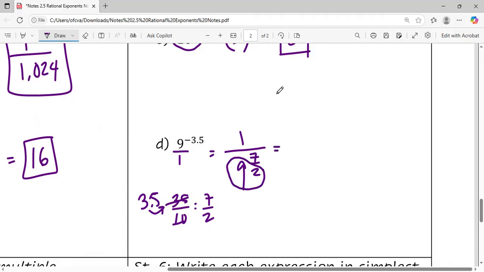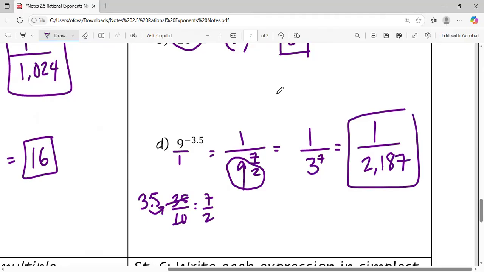Square root of 9. The square root of 9 is 3. So that becomes 1 over 3 to the 7th power. And 3 to the 7th power is 2,187. And that's your answer there.